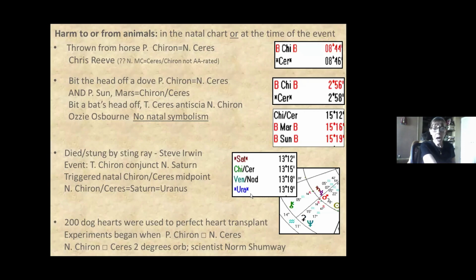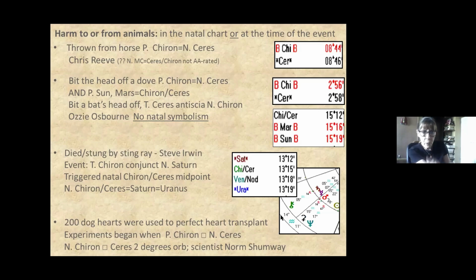Here's a guy who died from a sting from a stingray, Steve Irwin. He did not have the Sun or Aries at the midpoint. He had a Saturn-Uranus picture, number one. But he didn't have Sun or Aries at the midpoint, but he had Saturn and Uranus. You know, Saturn and Uranus is very open, inviting, for accidents and arguments, but accidents are part of Saturn-Uranus energies.